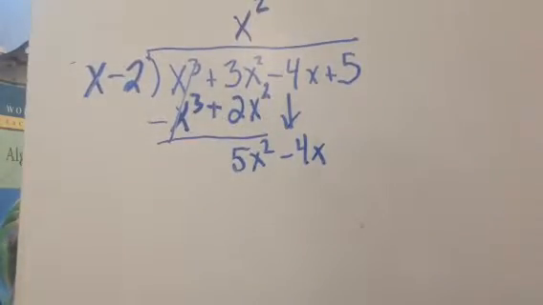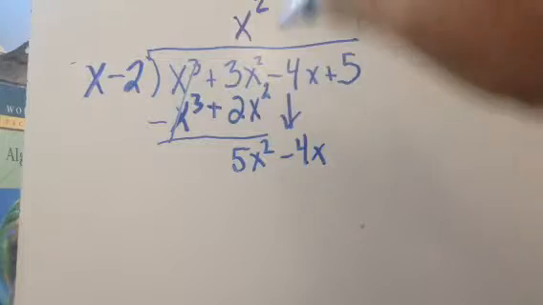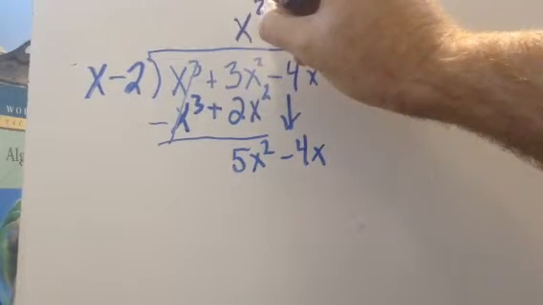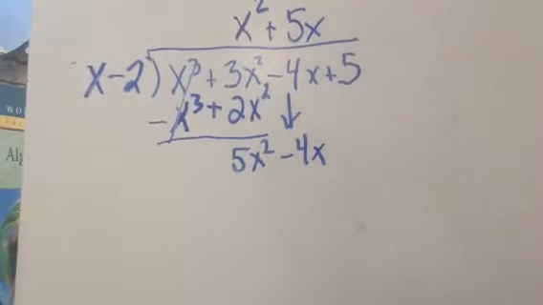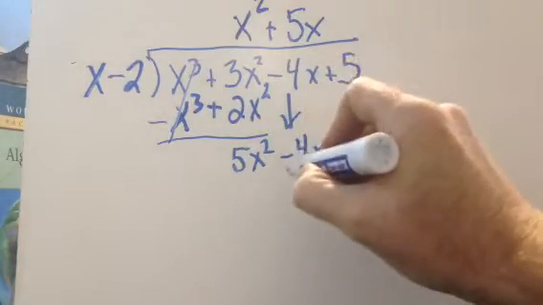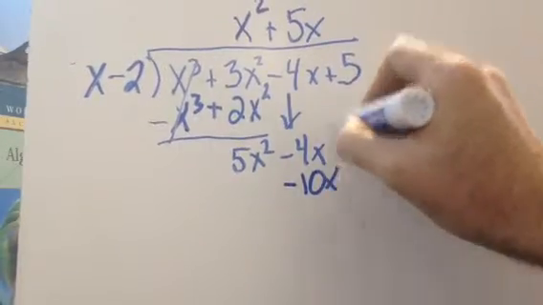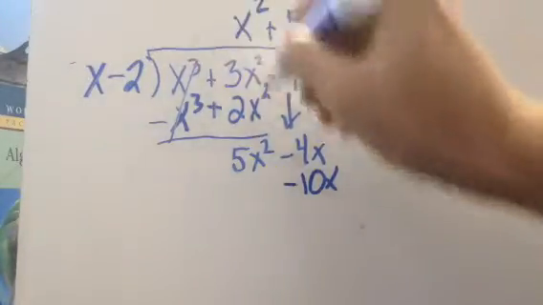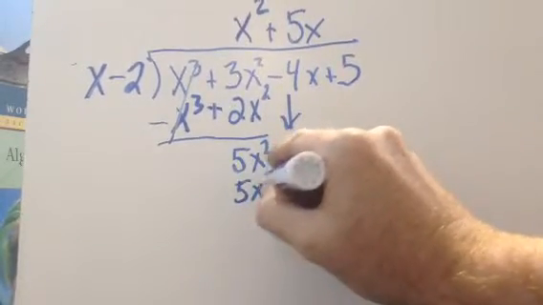So my next step will be to divide again. So I'm going to divide my 5x squared by x, and that will be a positive 5x. Okay, after I've divided, now I multiply again, and I do 5x times negative 2, which is negative 10x. And I multiply my 5x by my x, and I get 5x squared.